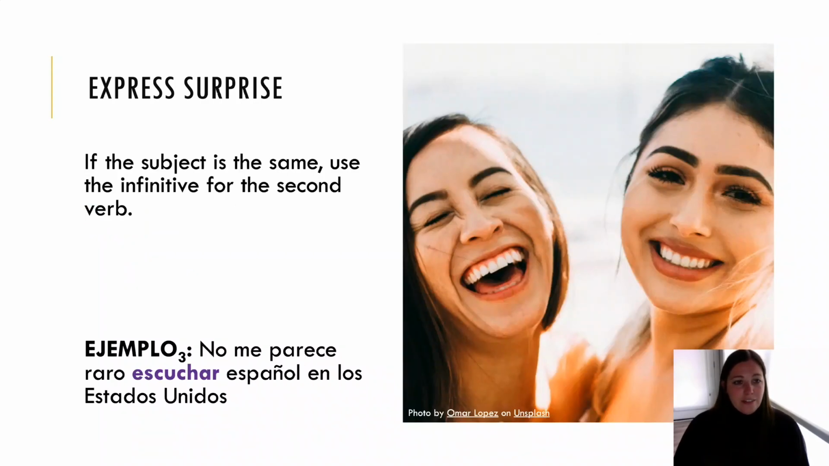Something to consider, if the subject is the same in your verbs, use the infinitive for the second verb. So no longer can you use the subjunctive, but the infinitive will work. For example, no me parece raro escuchar español en los Estados Unidos.